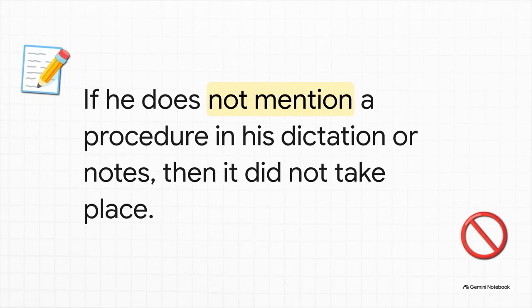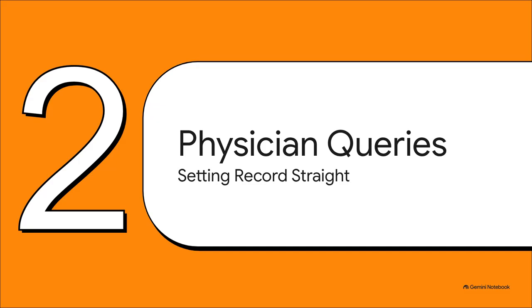Because the golden rule here is simple. Documentation dictates reimbursement. Honestly, it doesn't matter how obvious a procedure might seem in context. If the doctor didn't explicitly write it down in their notes, legally and financially speaking, it literally did not happen. You are completely bound by the written word. Moving on to Section 2, conducting physician queries to set the record straight.